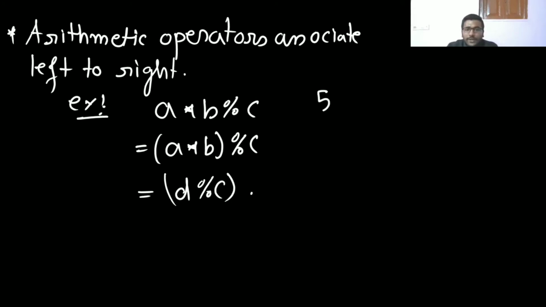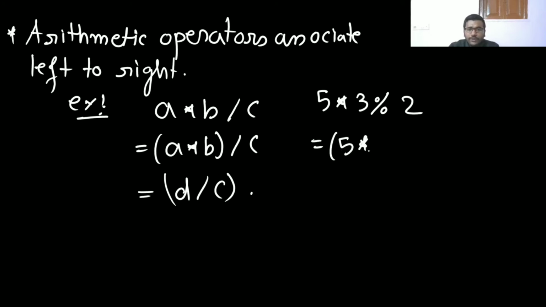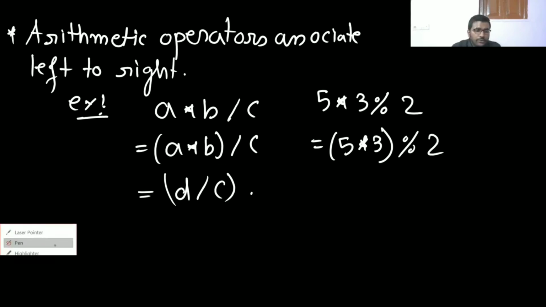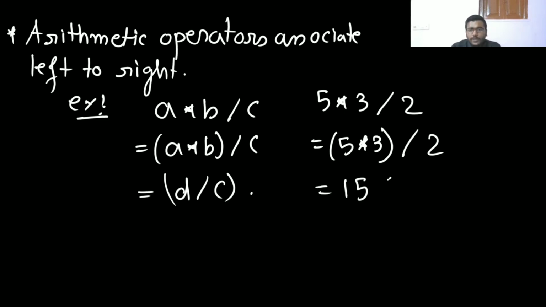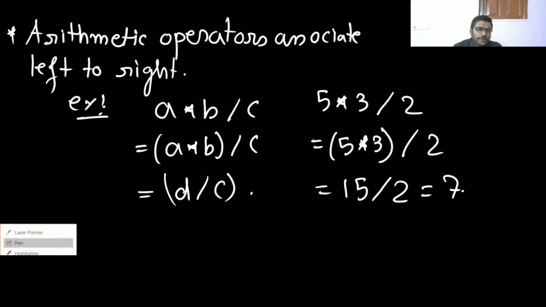So if you have 5 into 3 mod 2, I should make it divide, it will be easier. Make it just divide. How will you do it? You first do 5 into 3, then with the resultant you divide by 2. So 15 by 2 will be 7.5, so that is going to be 7. Okay, this way you have to execute.